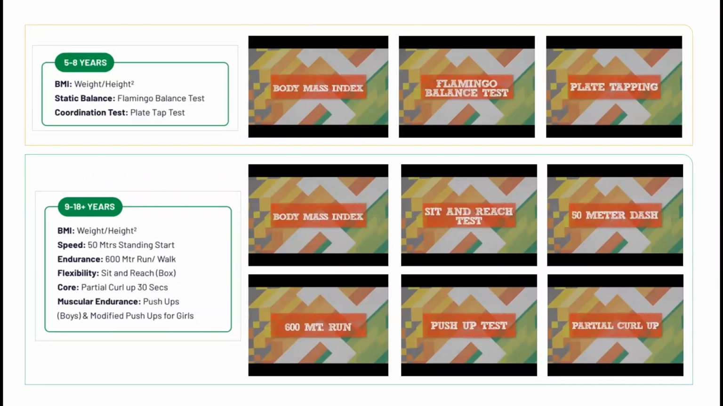Quick recap. For 5 to 8 years, there are 3 tests: BMI, static balance, and coordination. And that is for class 1, 2, and 3. For 9 to 18 years, that's class 4 to 12, there is a battery of 6 tests: BMI, speed, endurance, flexibility, core strength, and muscular endurance.